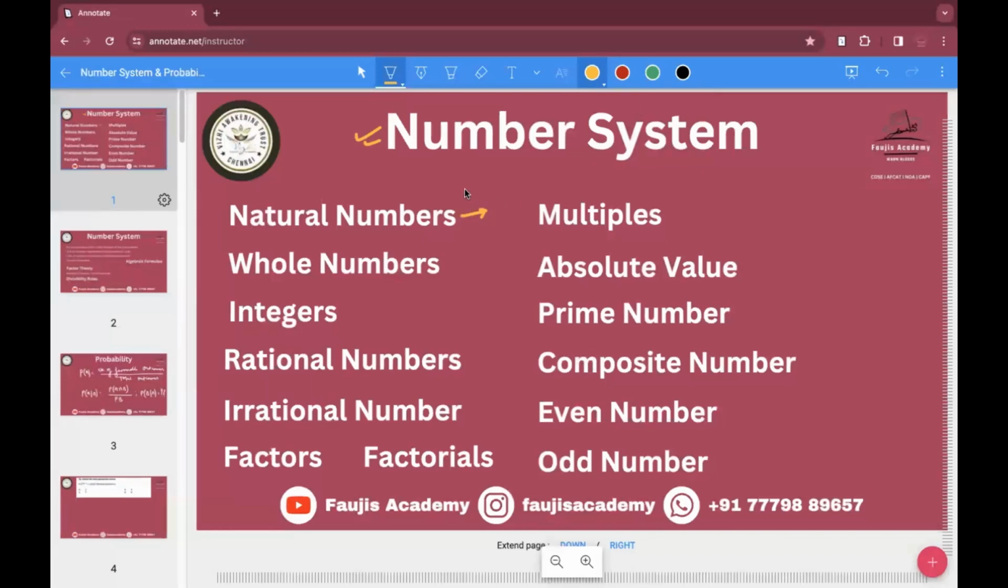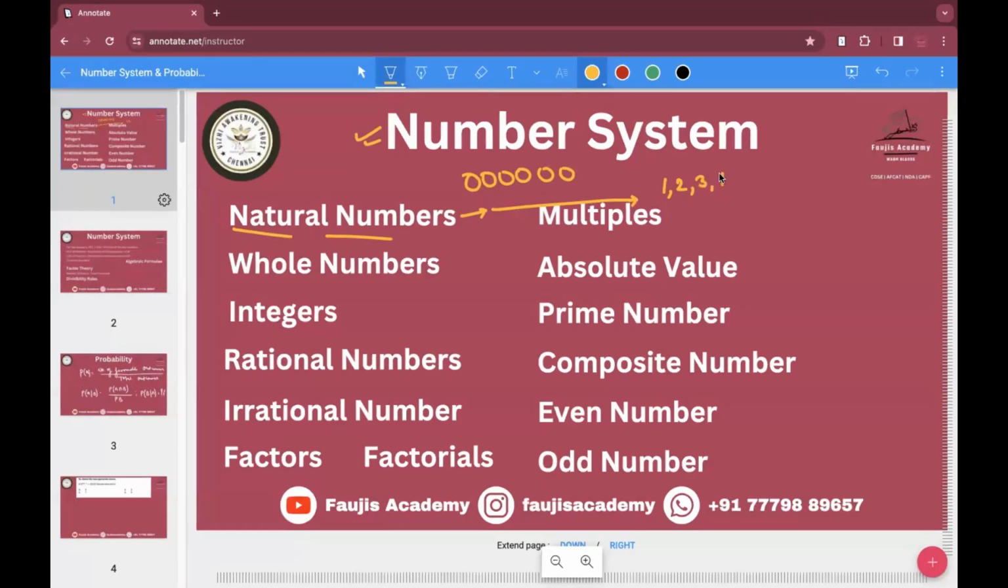During the old times, people used to have sheep or goats or other cattle like cows, so they used to count them. And how did they count them? Using stones: one stone, two stone, three stone, four stone, five stone, six stone. That's where the origination of natural numbers lies.